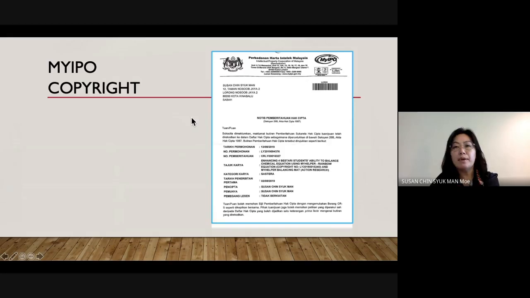And the Myhelper-Rainbow equation and Myhelper-Balancing mat have already obtained copyright from my IPO.